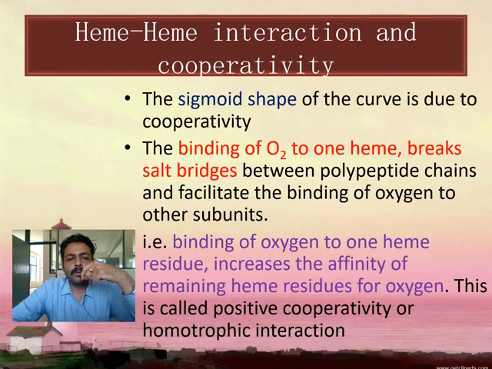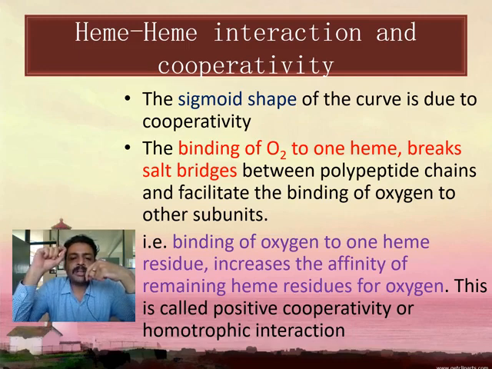So first we will come to heme-heme interaction and cooperativity. See, the shape of the curve is sigmoid. Why is it sigmoid? It is because of cooperativity. The binding of oxygen to one heme. See, totally how many hemes are there? 4 heme molecules are there. So binding of oxygen to one heme breaks the salt bridges between the polypeptide chains and facilitates the binding of oxygen to other subunits.